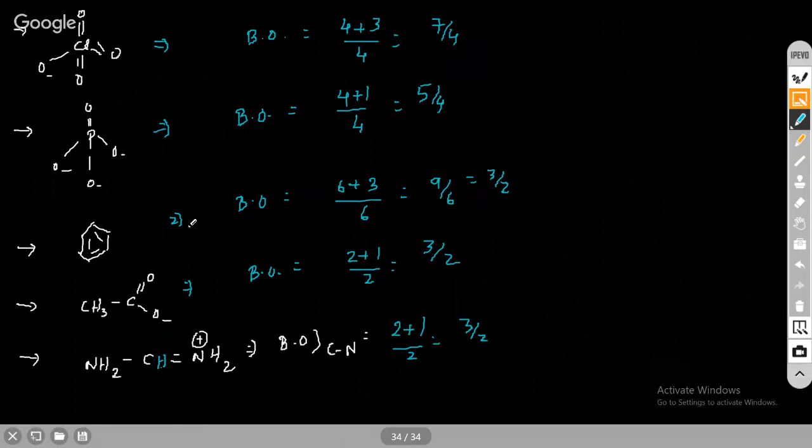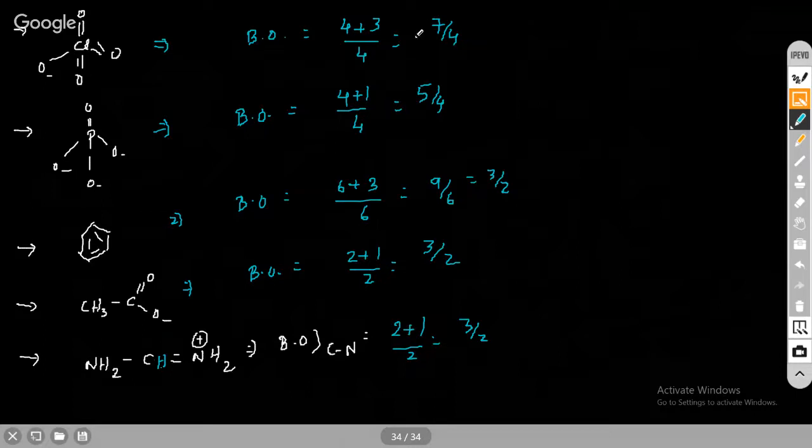Okay, now if you observe all these bond orders, this is nothing but the average value we are calculating, right? Total bonds divided by number of structures possible. So this is nothing but the average distribution of pi electrons, right?